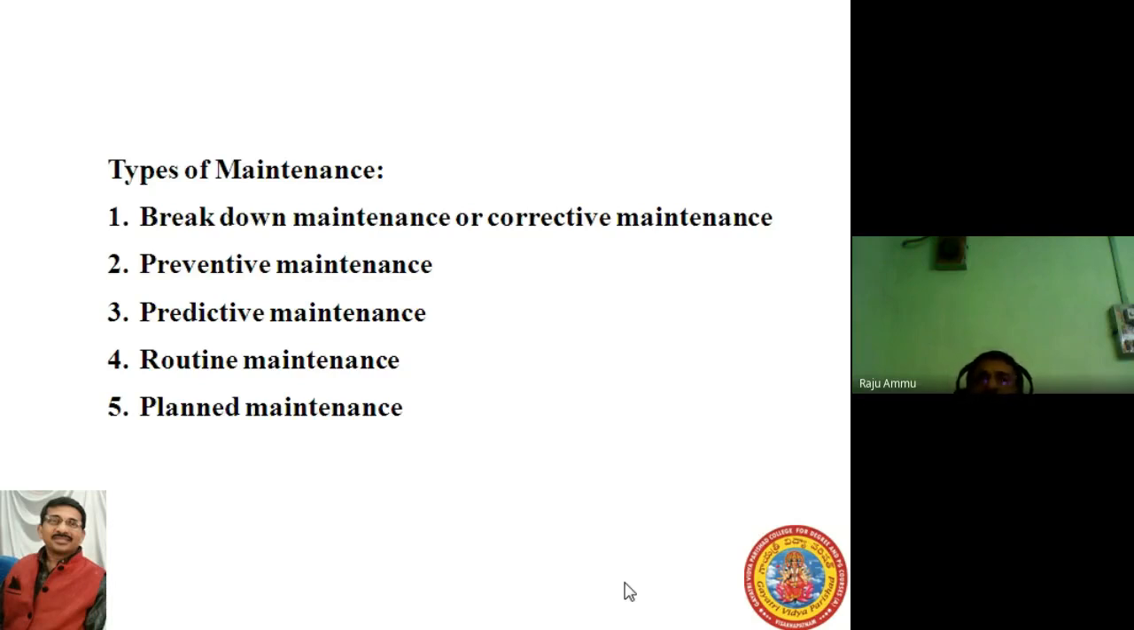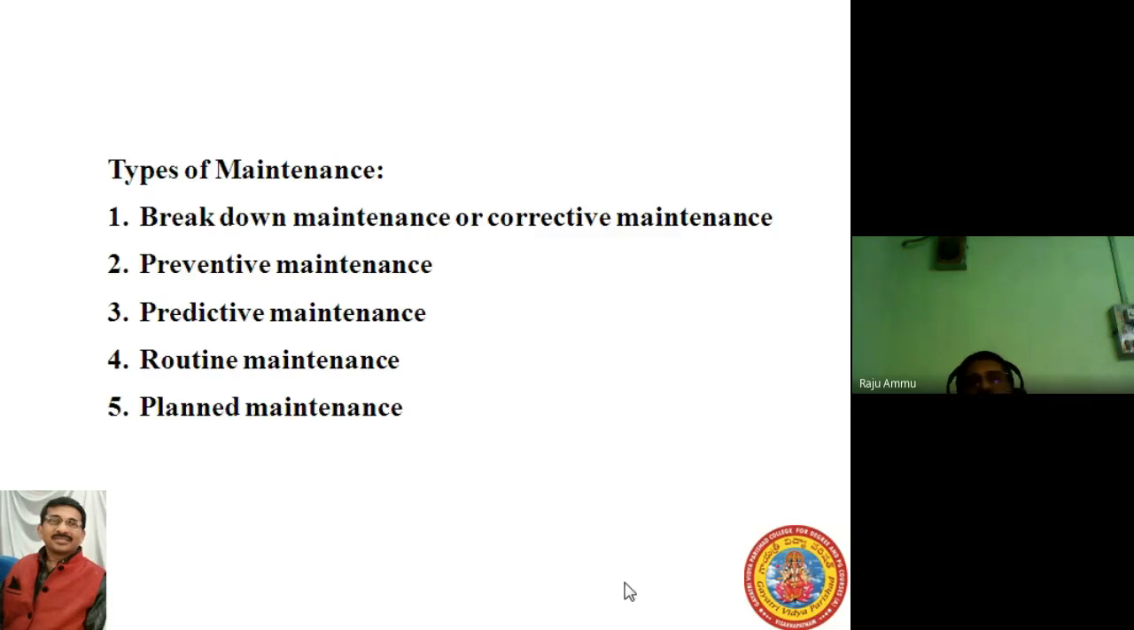After it does, what happens? The machine again gets corrected. That is what it means. The moment you have a breakdown, then you will do the correction. That is what breakdown maintenance or corrective maintenance means. So the role of the maintenance department in this case is a passive one.